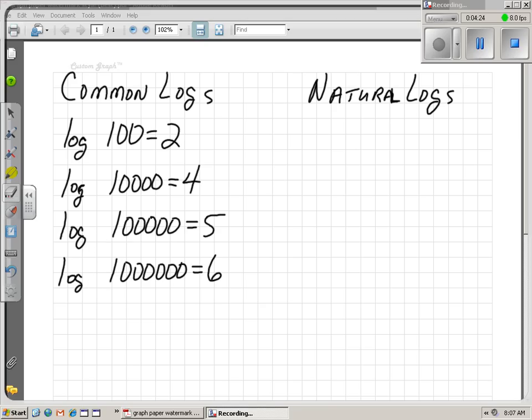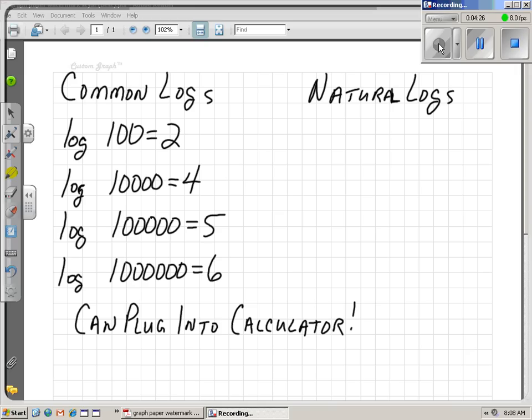What's cool about common logs? We like common logs because we can plug them into our calculator. Why don't you guys grab your calculator and try that. Plug in log 100, find your log button, log 100 and hit equals, and you should get 2. Try those other logs on your calculator. See if you can get them to come out.